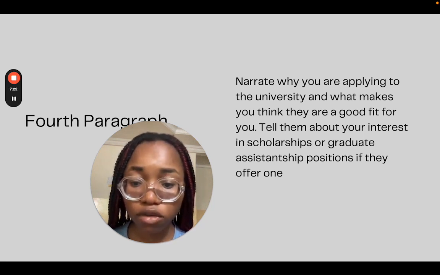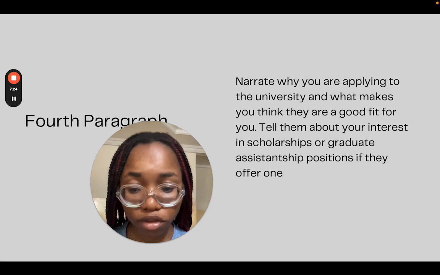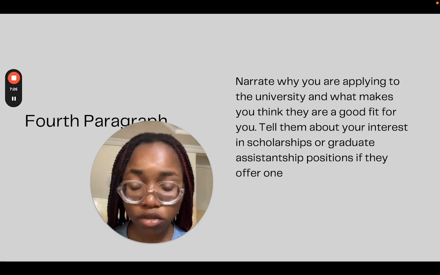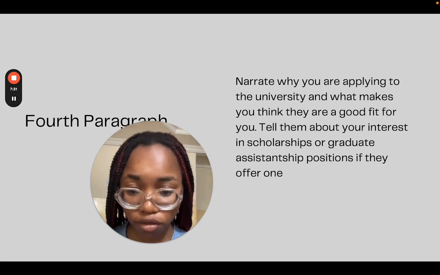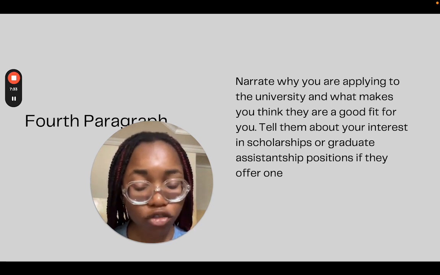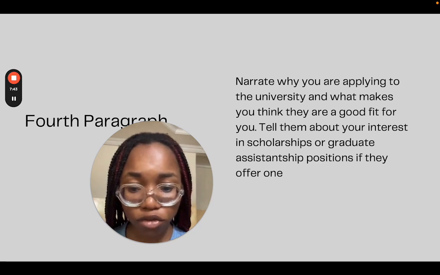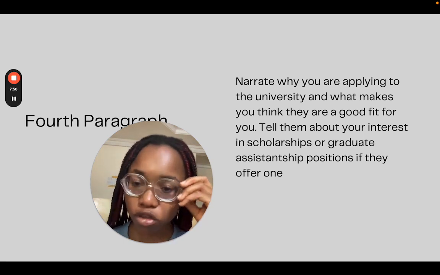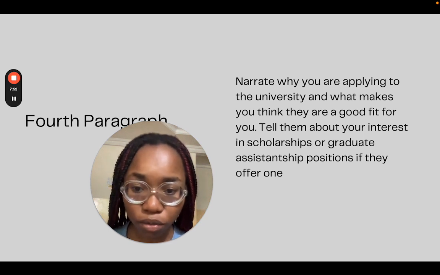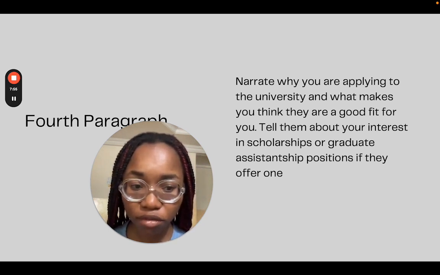Then you can also tell these admission directors that you are interested in scholarships or graduate assistantship positions. Before you add this one, make sure that they are offering it. Go to the university website, make sure that they are actually offering these assistantships, so that you do not add what you are not sure of. That's why you have to do proper research about the school you're applying to before you even start writing your personal statement.